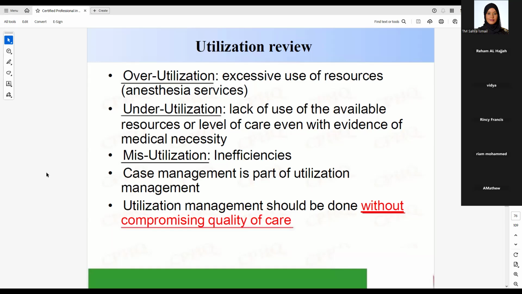So sometimes, for example, you might have patients who require a higher level of care to be in HDU or in ICU, but they're actually kept in the unit. So this is sometimes considered underutilization of the services. Or sometimes you have, what could be underutilized? You might have a certain medication or a certain tool that might be underutilized.